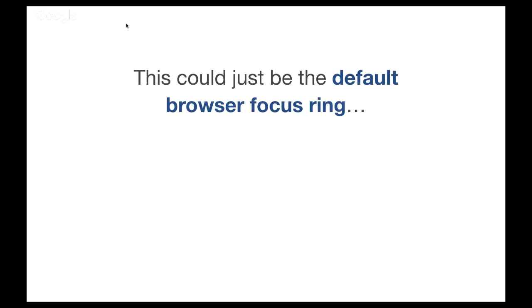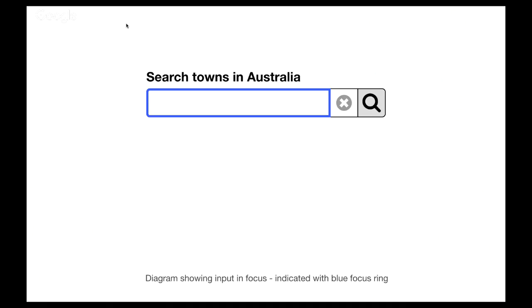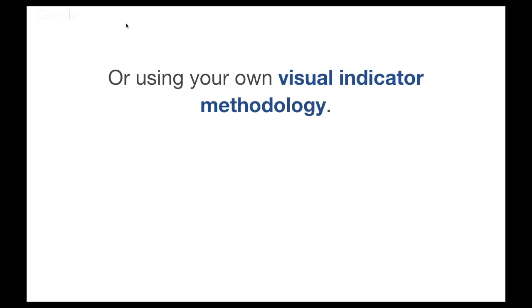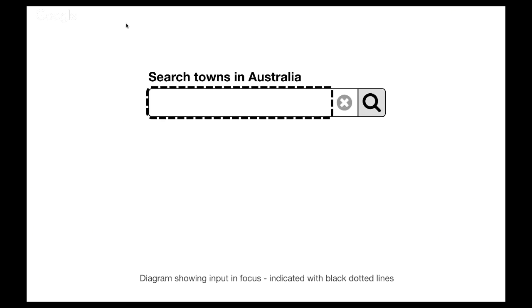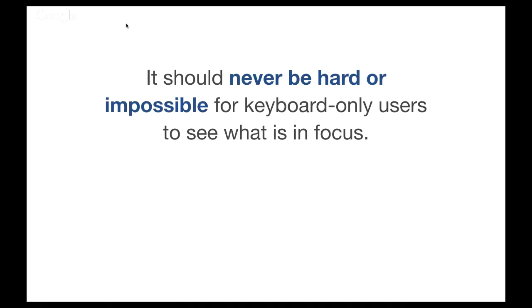This could be something like the default blue focus ring that's available in most browsers, and this diagram shows that focus ring. But you could use your own visual indicator. It really doesn't matter. In this diagram, the designer has chosen a large black dotted line to show that that element's in focus. The most important thing, though, is you should never turn off the native focus, unless you're replacing it with something else.